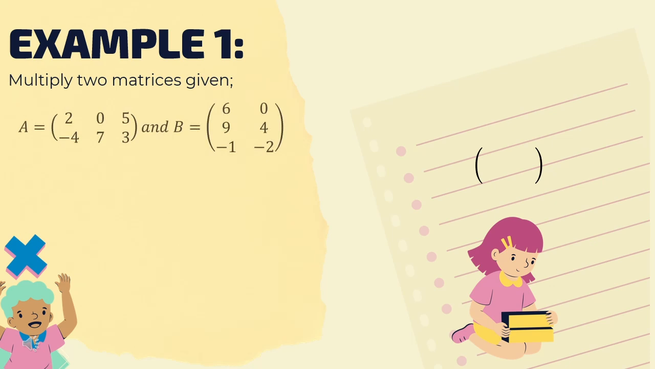Example 1. Multiply these two matrices where column matrix A is multiplied by row matrix B. To find each element, multiply the corresponding values and add them across the row and column. Let's look at the solution next.